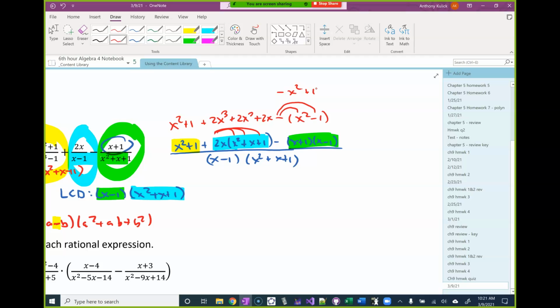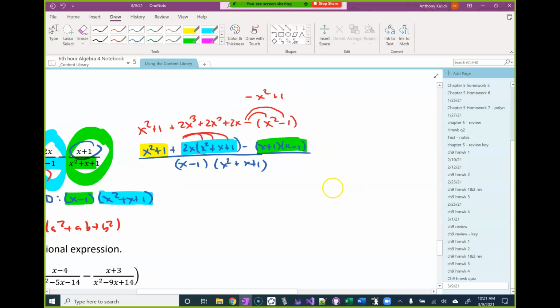Can you just go over that one more time, please? Sorry about that. It's okay. So the only x cubes I have are there. And then my x squareds are here, here, and here. So 1 plus 2 minus 1 is 2. And then my only x's are right there. So I have a plus 2x. And then I have just the 1 and 1 is 2.